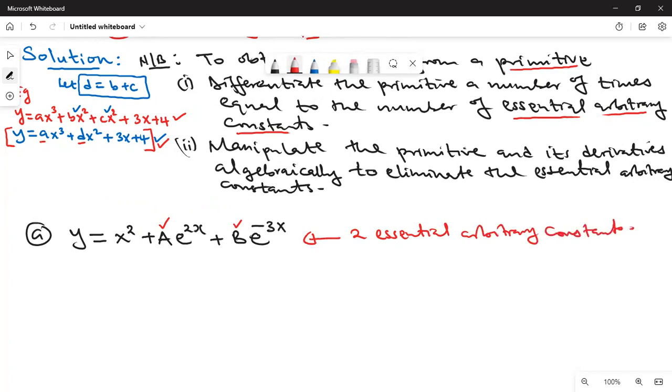That is A and B. So what does it mean? That we need to differentiate this equation twice. So let's call this equation 1.